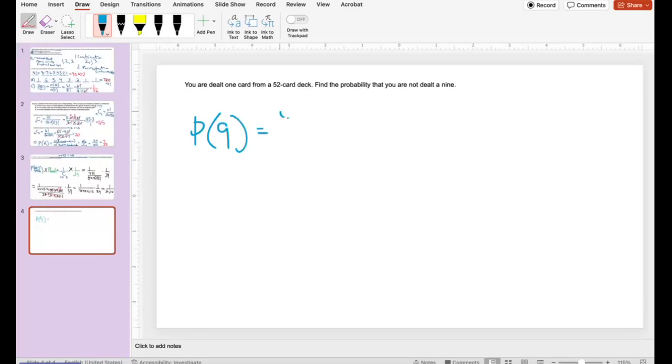So there's 4 of them out of 52. Oh, that you're not 9. Oh, okay, I didn't see that. We can still use this though. We can use the complement rule. I didn't read this part. So this reduces to 1 out of 13.